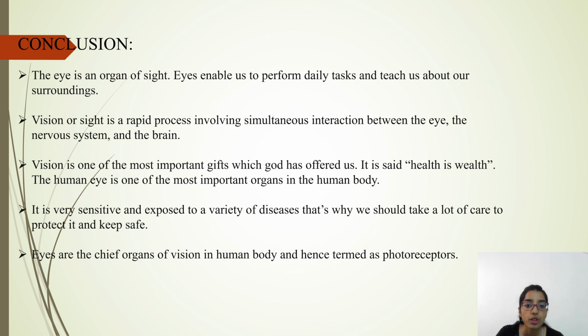The human eye is one of the most important organs in the human body. It is very sensitive and exposed to a variety of diseases. That's why we should take a lot of care to protect it and keep it safe. Eyes are the chief organs of vision in the human body and hence termed as photoreceptors.